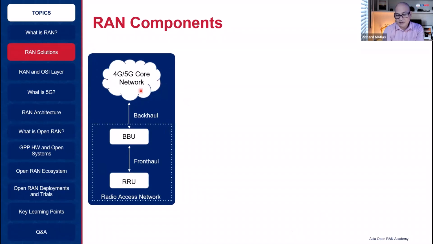We have the core network. Okay, and in the core network, in this example, we will use the 4G and 5G core network. And then this core network is connected via backhaul to the BBU, the baseband unit. And the baseband unit is connected to the RRU by a fronthaul system. And this BBU, RRU, plus the antenna system, if you would add, is a radio access network. Okay, so ito yung pinaka-architecture natin.